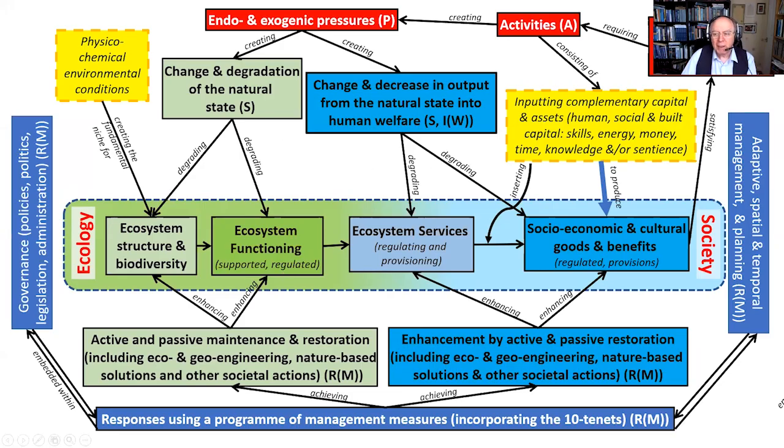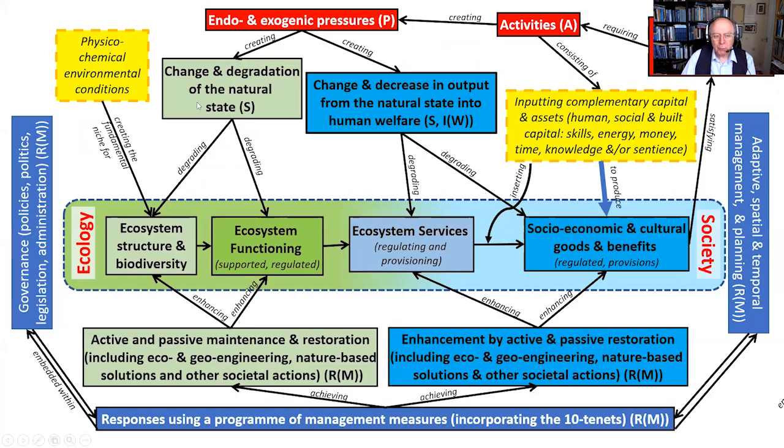Now, just very quickly, we have these drivers. We need activities in order to fulfill the drivers. Those activities, in economic jargon, are what are called putting in complementary capital and assets. And if we put in the capital, we get the socioeconomic and cultural goods and benefits, and they fulfill the drivers. But, and there's always a but, the activities lead to problems. They lead to sets of pressures, this part at the top here.